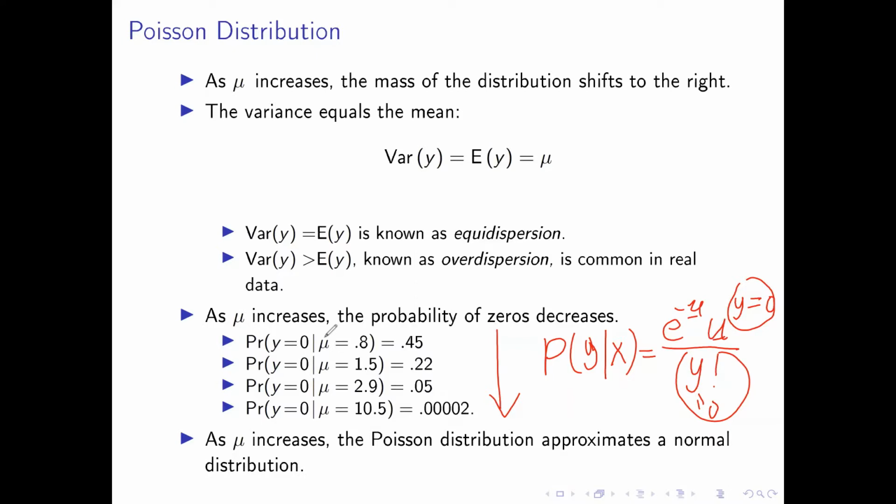And the same thing holds for other counts. If we hold the observed count constant and increase the parameter mu, then the probability goes down. And as mu increases, the Poisson distribution approximates a normal distribution. That's the beauty of the normal distribution. A lot of times, many other probability distributions collapse to normal when the sample size increases.